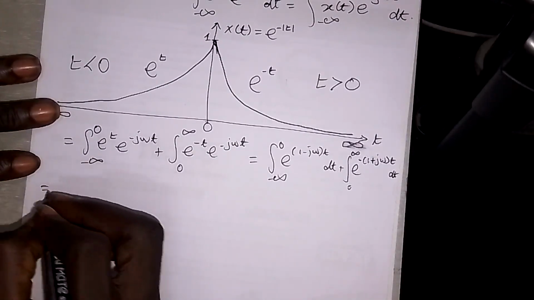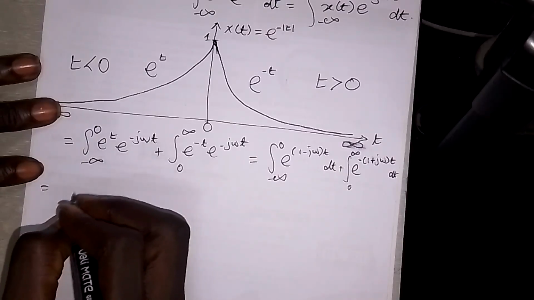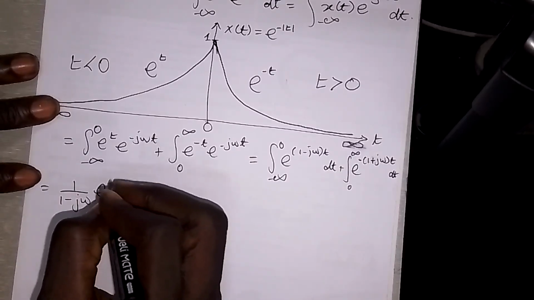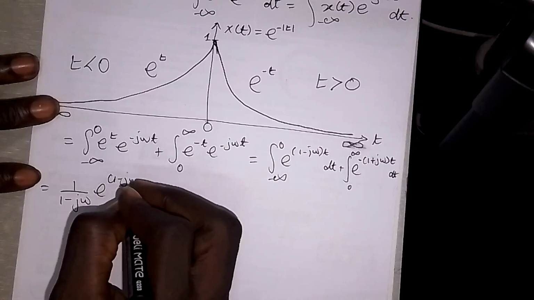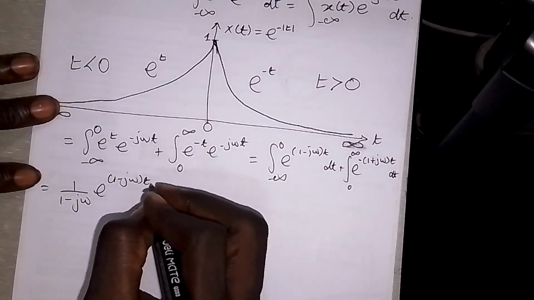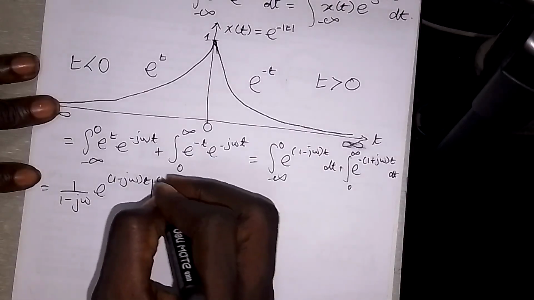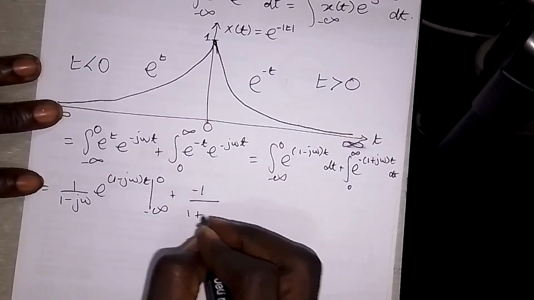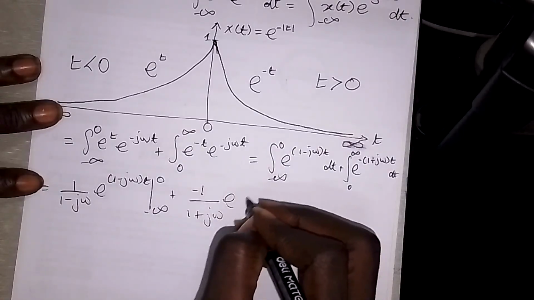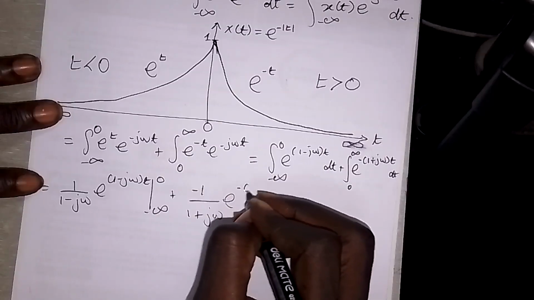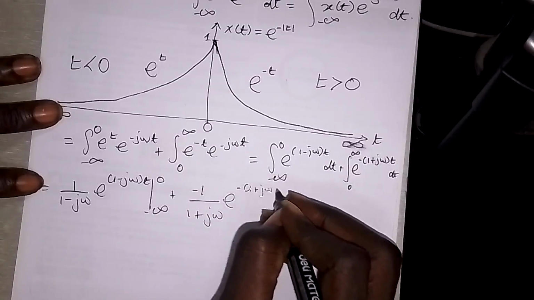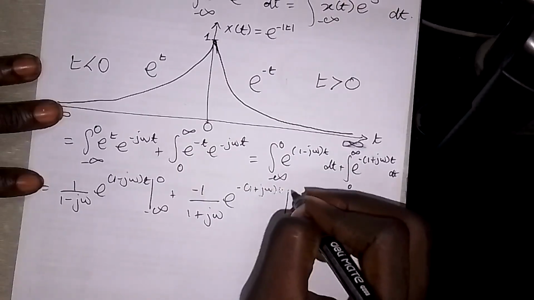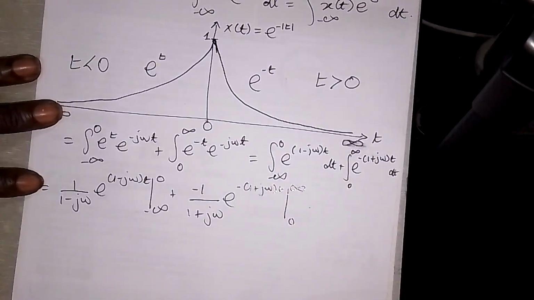So when I have this, I can simplify to get 1 over (1 minus j omega) into e to the power (1 minus j omega) t, with limits minus infinity and 0, plus minus 1 over (1 plus j omega) into e to the power minus (1 plus j omega) t, with limits 0 and infinity. So that will be the limits there.